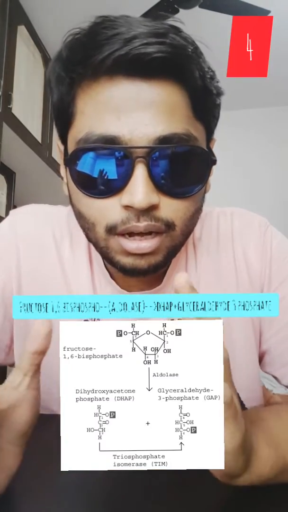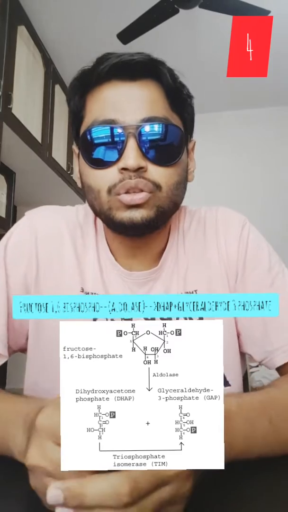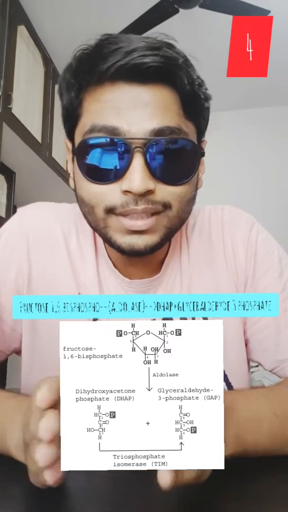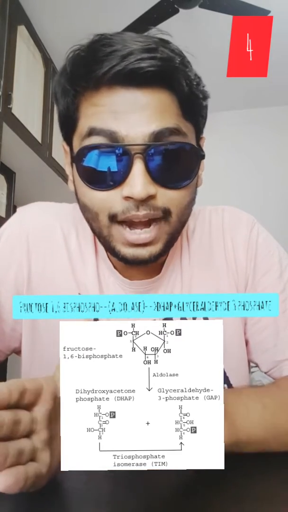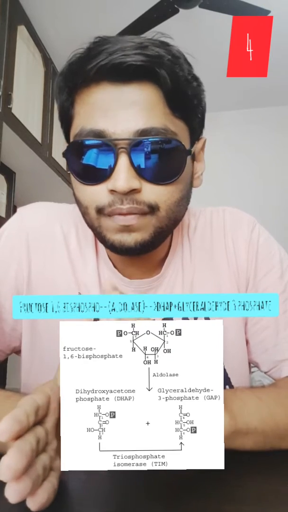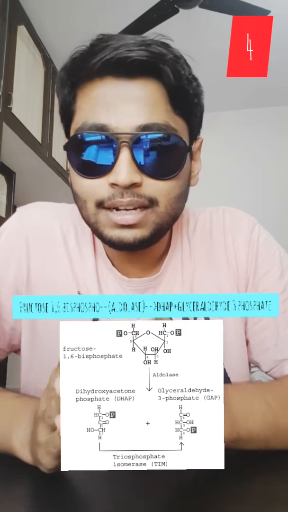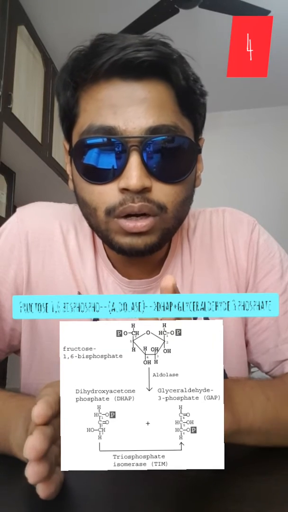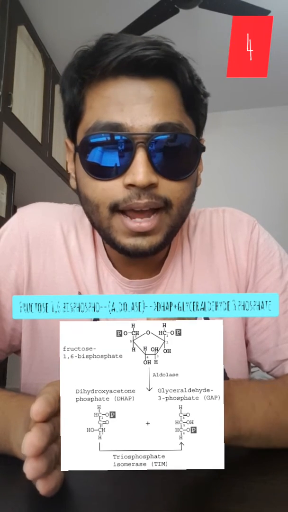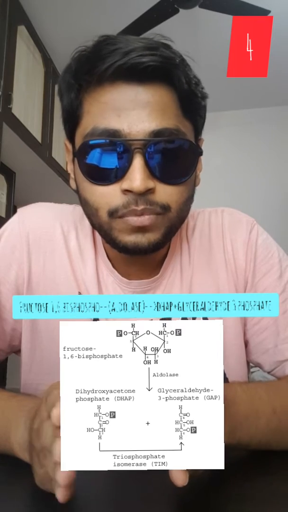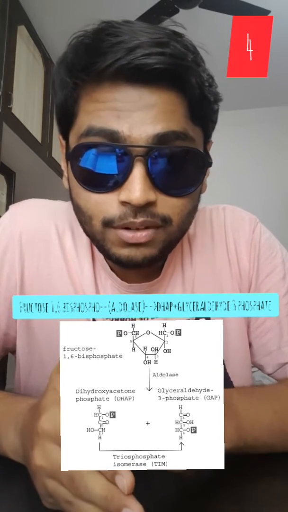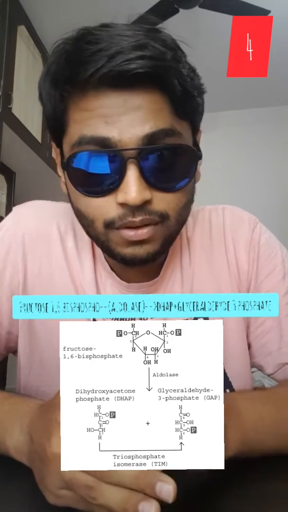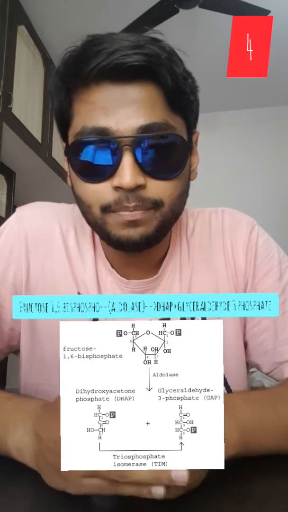Now as we know, glucose is a 6-carbon chain monosaccharide. So the 6-carbon fructose 1,6-bisphosphate, which was the end product of the energy investment phase, is now split, and it becomes 3-carbon compounds called glyceraldehyde 3-phosphate and dihydroxyacetone phosphate. The enzyme that is responsible for this is aldolase. Fine. So this is the 4th enzyme.